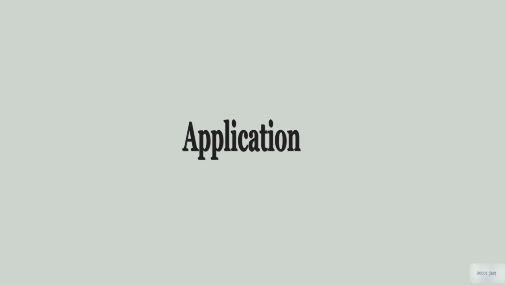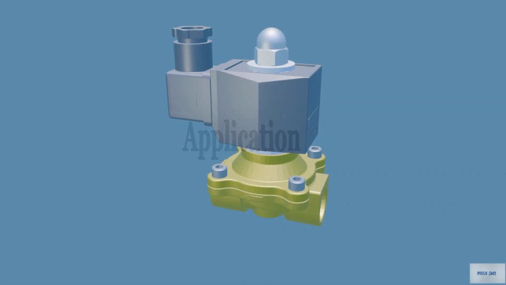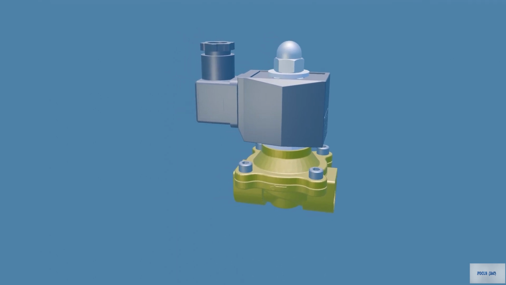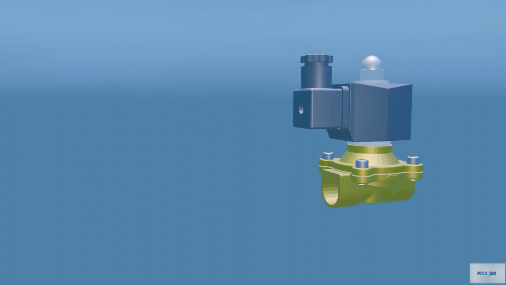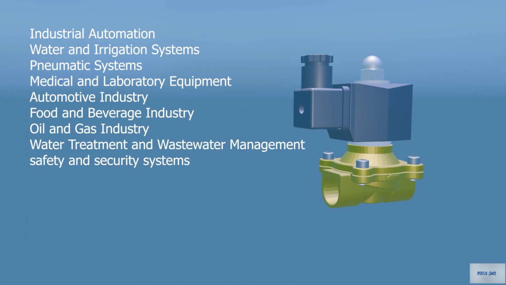Application. Solenoid valves are essential in various industries for controlling and automating fluid or gas flow. Common applications include industrial automation, water and irrigation systems, pneumatic systems, medical and laboratory equipment, automotive industry, food and beverage industry, oil and gas industry, water treatment and wastewater management, safety and security systems.